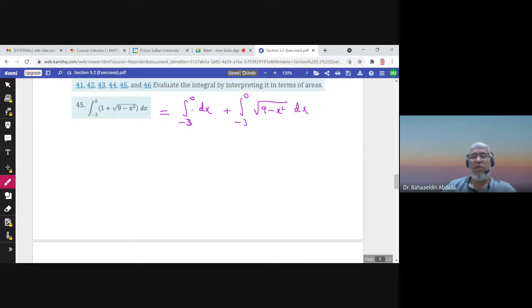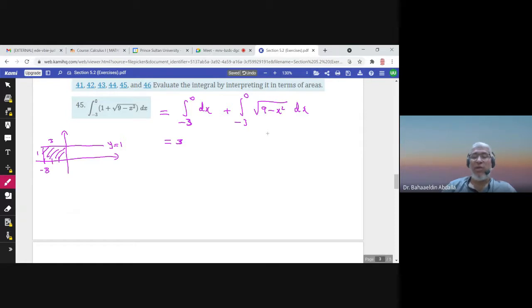Now here the function is 1, and this is the graph of y equals 1. I need it from negative 3 to 0. So this is the region I need to find the area of. Well, this is a rectangle. The height is 1 and the width or the length is 3. So the area is 3 times 1. So the area here is 3.